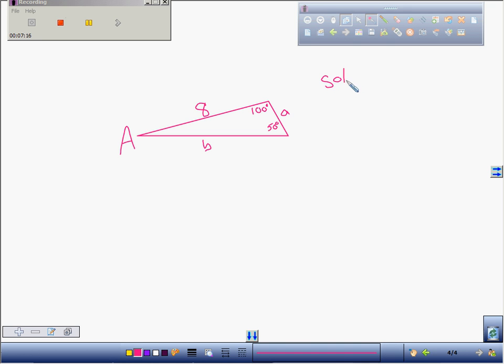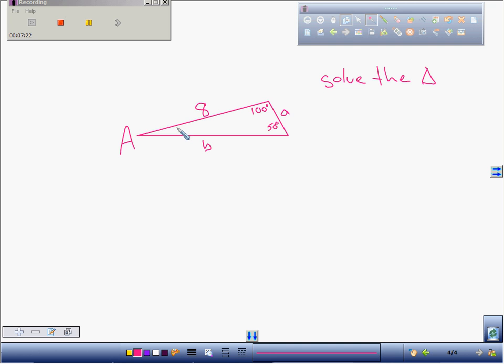Solve the triangle. And when they say solve the triangle, that means find all the missing sides and all the missing angles. And when you do that, it's pretty easy, I think, to find this angle over here. What's this angle?